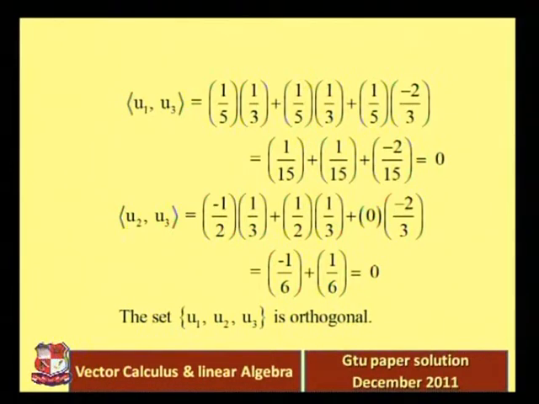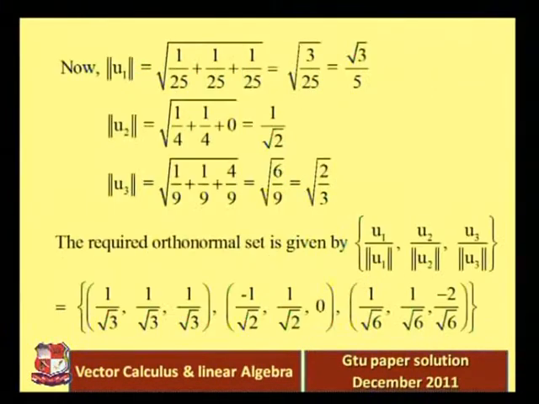Now we convert these three vectors into an orthonormal set of vectors. To convert an orthogonal set of vectors into an orthonormal set, what should we do? We just divide each vector by its norm. So u1 divided by norm u1, u2 divided by norm u2, and u3 divided by norm u3. Call them v1, v2, v3; these v1, v2, v3 are an orthonormal set of vectors.